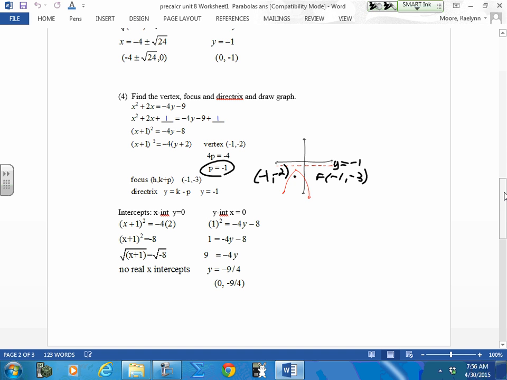Your intercepts, again, we have no real x-intercepts. We should find that because we can't take the square root of a negative number on your real axis. On a complex axis, we can, but not on a regular xy. Your y-intercept, set x equal to 0. Doesn't matter which formula you go back to. Set it equal to 0 and solve for y. And -9/4, that's reasonable.